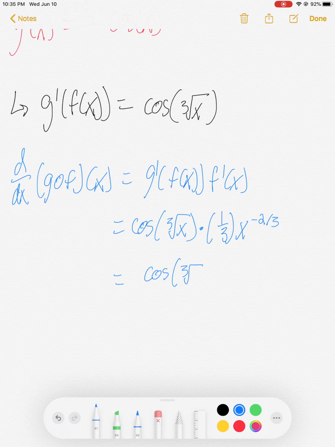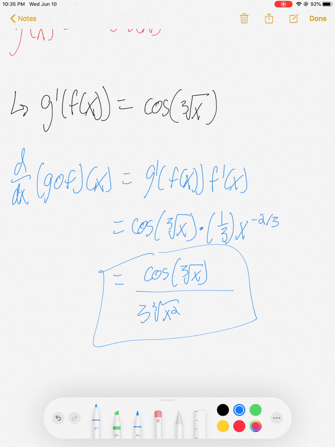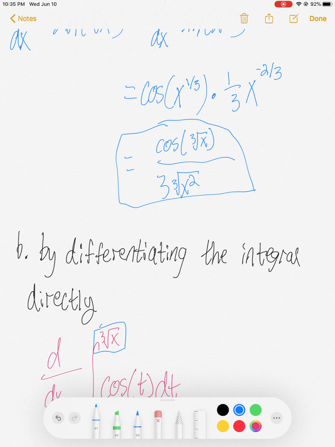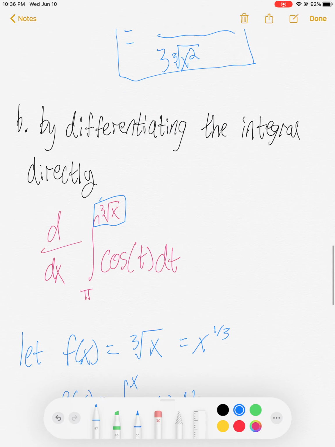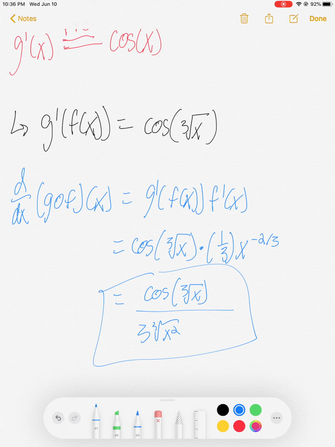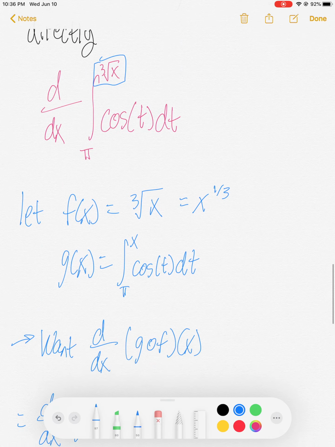Well, g prime of f of x is cosine of the cubed root of x times f prime of x, and f prime of x we said was 1/3 x to the minus 2/3. And if we like, we can rewrite this as cosine of the cubed root of x over 3 times the cubed root of x squared, since I have x to the minus 2/3. And guess what? Ready for a cute little magic trick? It exactly matches what we got up here when we did it the first way.